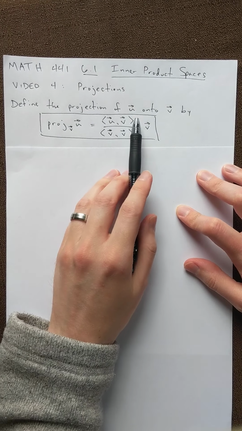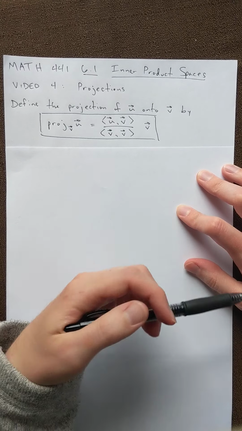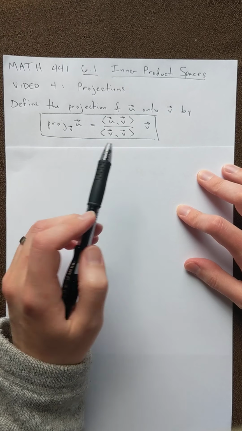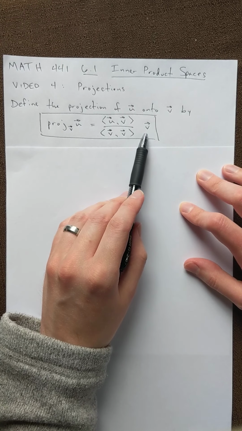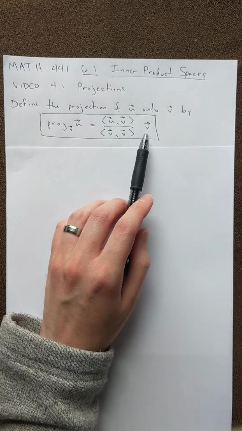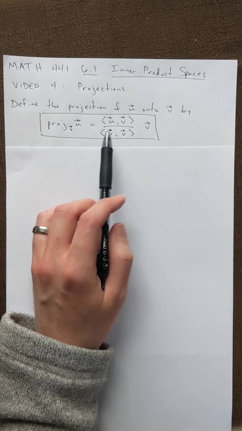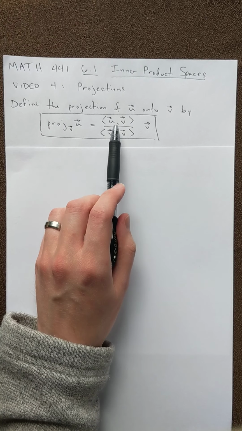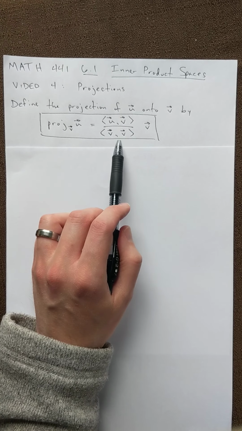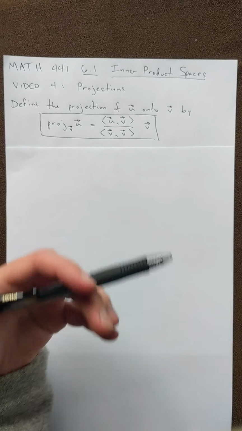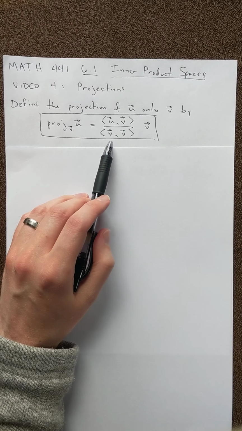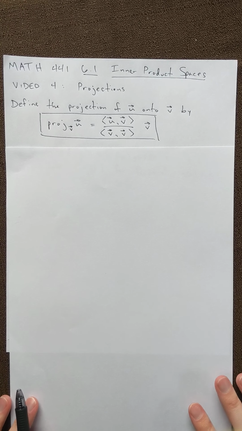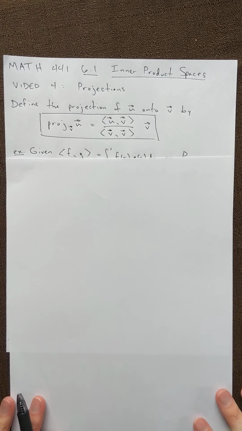Okay, so we define the projection of one vector onto another vector in an inner product space as the inner product of u with v divided by the inner product of v with v, all multiplied by the vector v. Notice this is exactly the same definition for projections that we had for R^n, only instead of using a dot product in the numerator and denominator, we're using the inner product. Again, no surprise. The entire point of inner products is just other things that look like dot products on R^n.